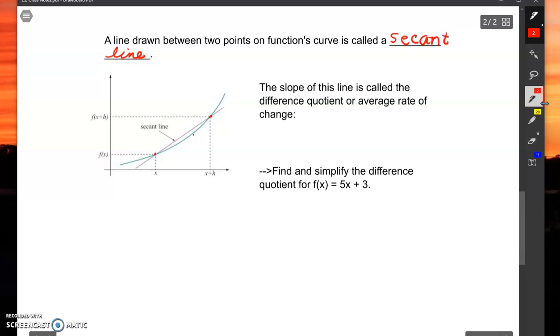I think that print maybe is a little easier to read. Okay, it's a secant line. And we can find the slope of that line. And when we find the slope of that line, this is actually a definition. I probably should have capitalized this.